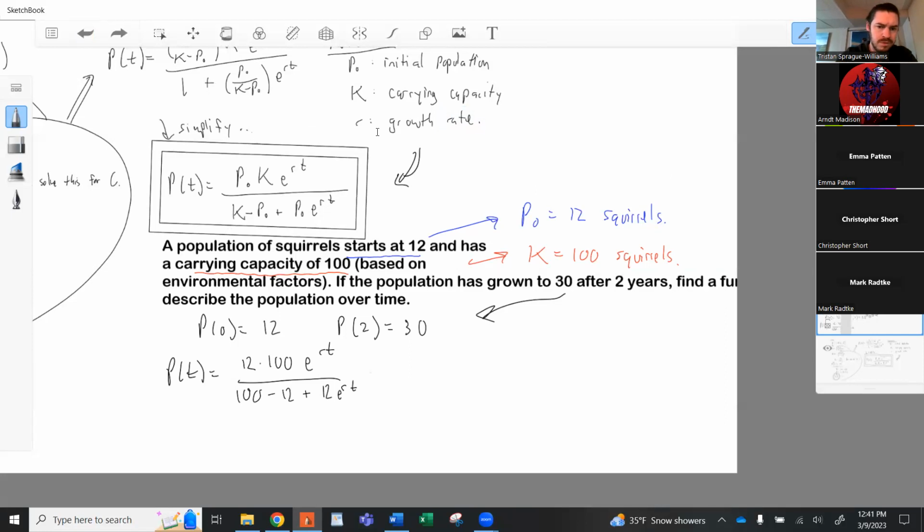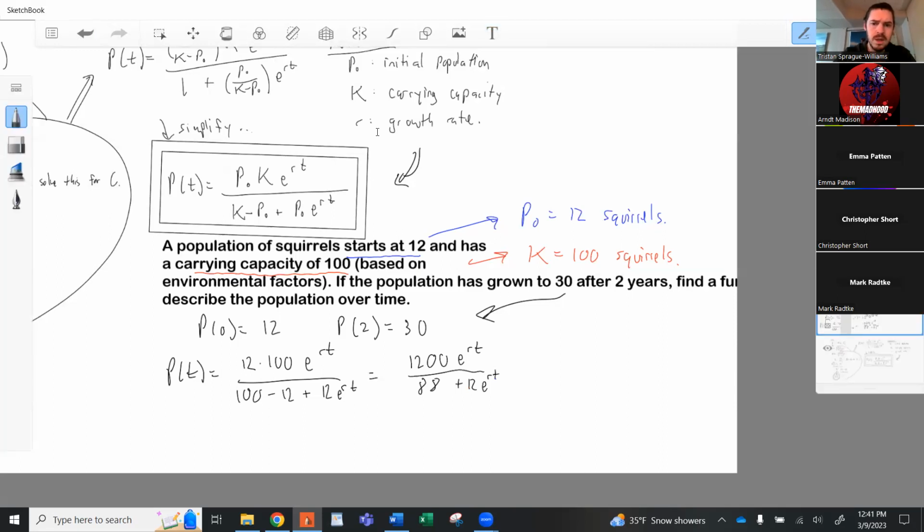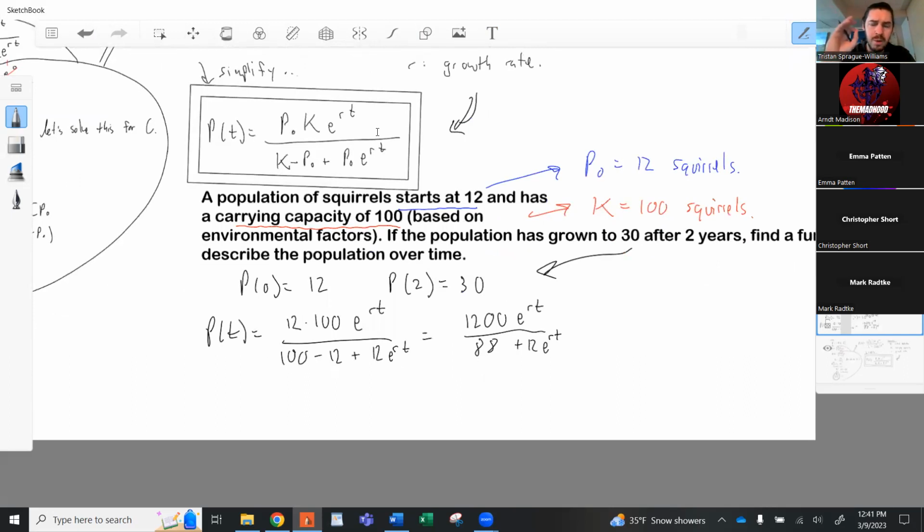Okay. So simplifying that a little bit, we have 1,200 e to the RT divided by 88 plus 12 e to the RT. That's 100 minus 12 is 88. Then I know my P of 0 is 12. What if I know P of 2 equals 30? If I do P of 2, I'd have 30. And then I have a 2R over there.